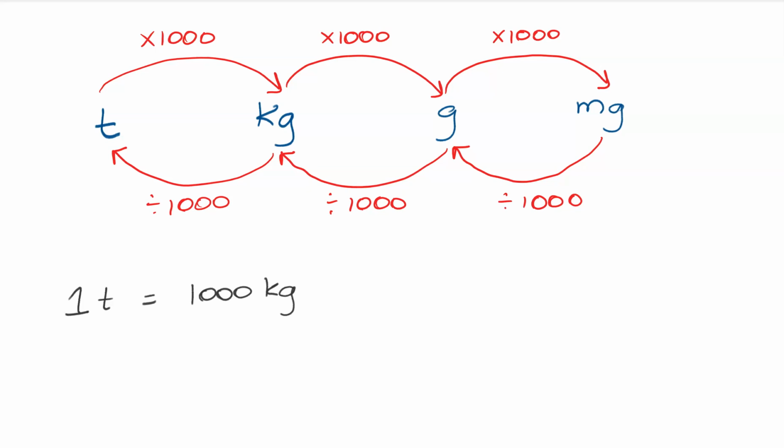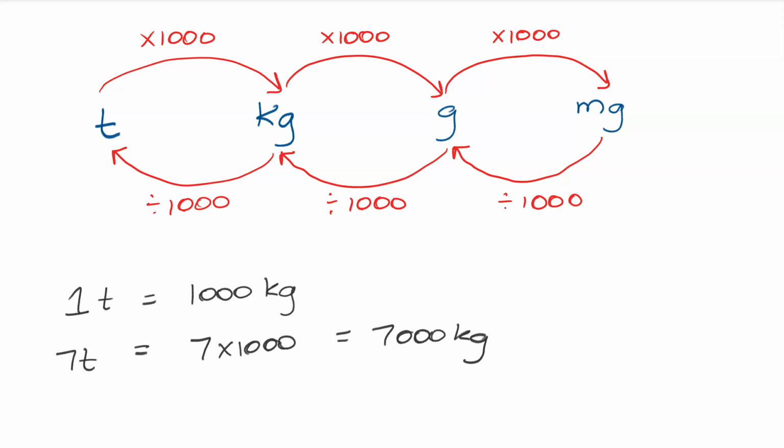We can determine that by doing this over here. Let's say I had 7 tons, what would that be in kilograms? Well, that would just be 7 times 1,000, which equals 7,000 kilograms. So 7 tons will equal 7,000 kilograms.